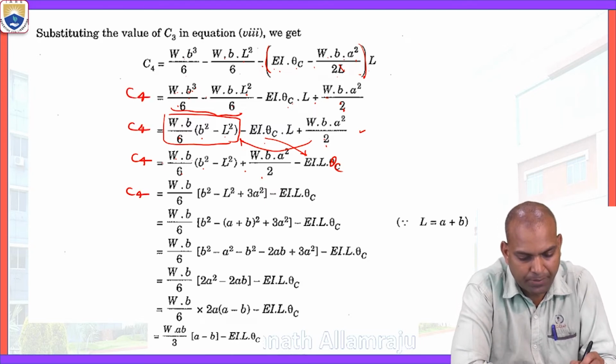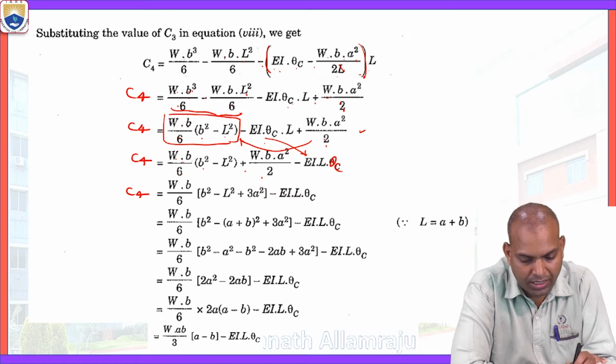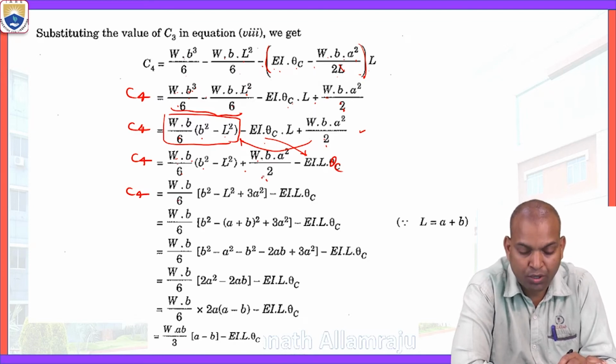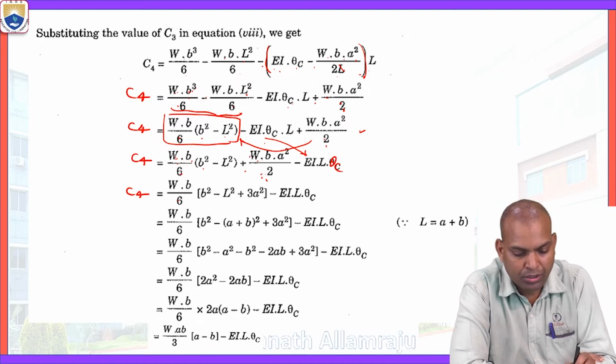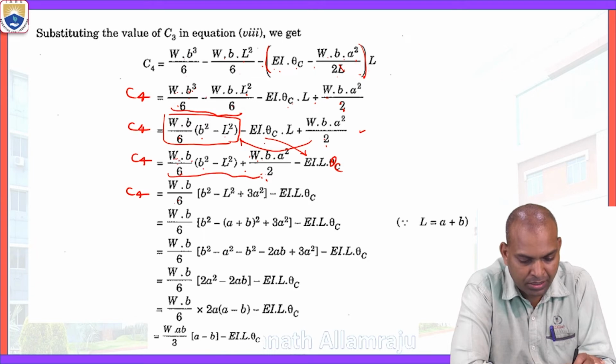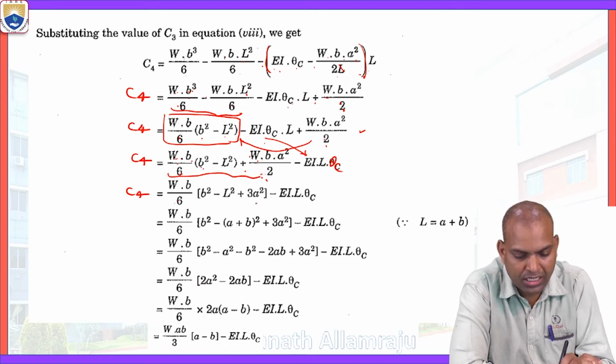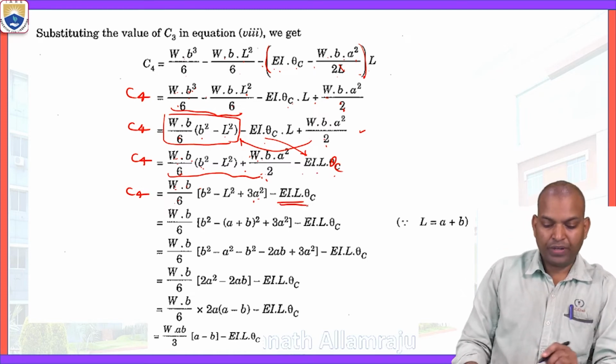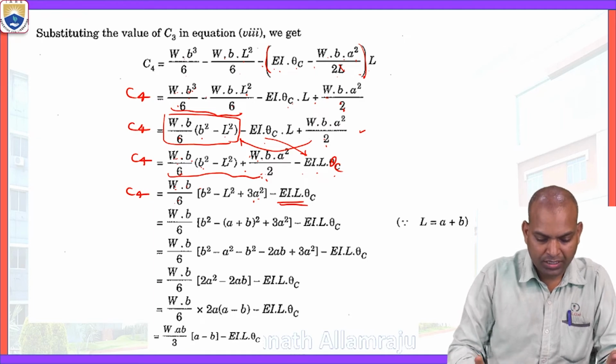Now the next step. Here wb is common. Make wb by 6 common. Here it is 2; multiply with 3, then 3 by 6 becomes 2. So wb by 6 can be made common: wb by 6 times b square minus l square plus 3a square. Then wb times 3a square by 6 is wb a square by 2. That is the common term, EI l times theta c. Now further simplification.